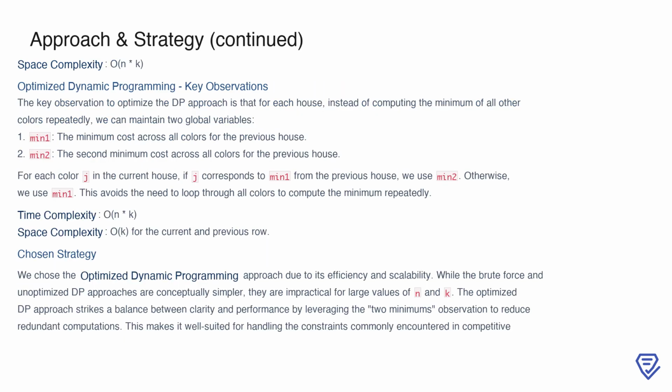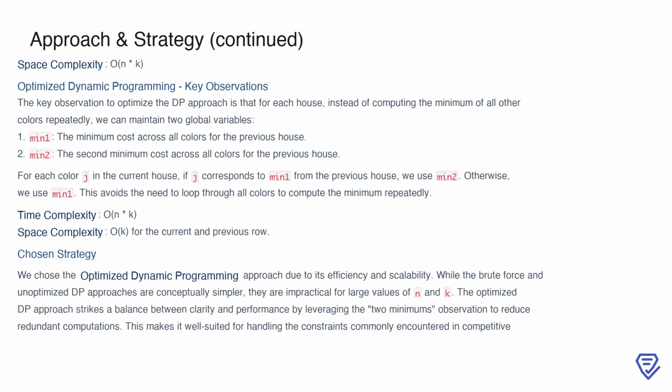To improve efficiency further, we optimize the dynamic programming approach by focusing on the computation of the minimum cost. Instead of recalculating the minimum for all other colors at each step, we maintain two variables, min1, which holds the smallest cost across all colors for the previous house, and min2, which holds the second smallest cost.